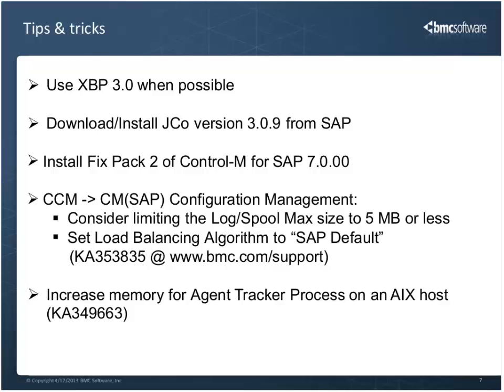We talked about the configuration management, potentially limiting the log spool max size to 5 megabytes or less. It's something you can play with, but if you might be seeing delays because of large logs coming back from an R3 job, then this is one way to do it here, or again, back in the individual job definition.